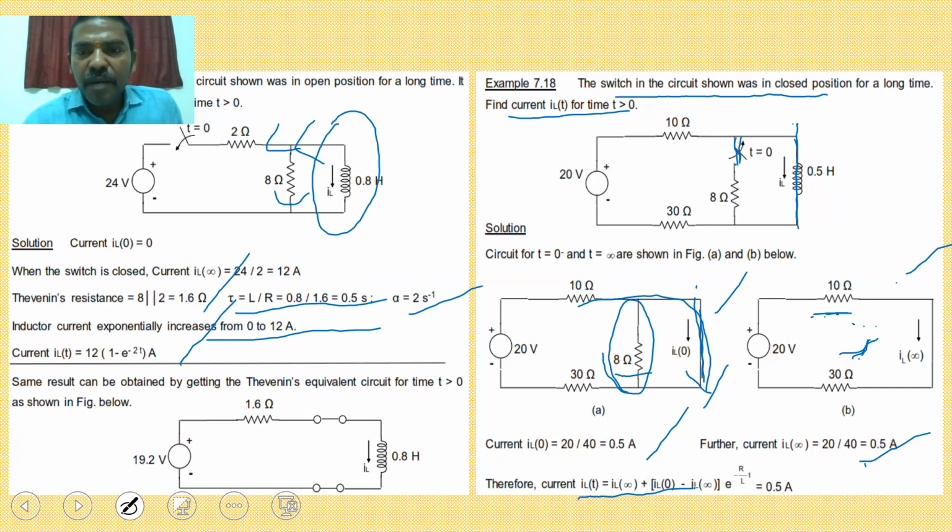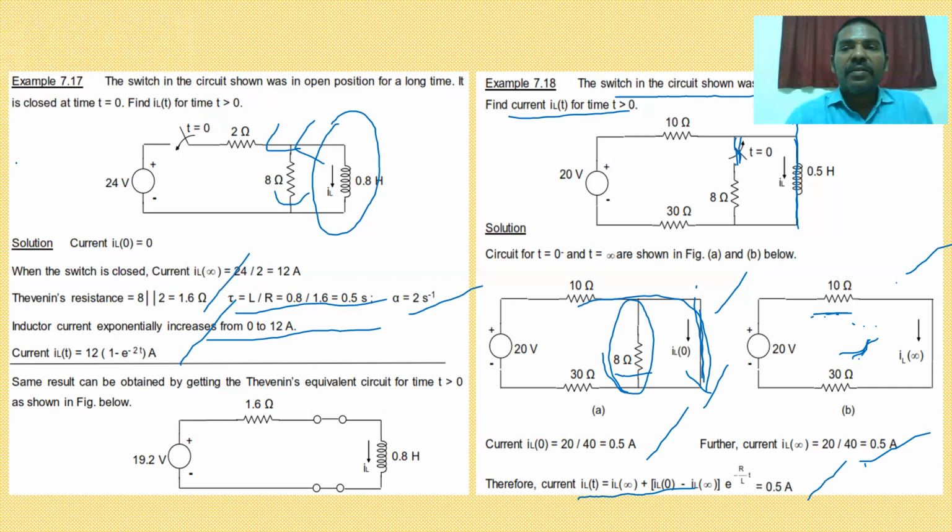What is that R by L value? So the R by L value you have to substitute. So the equivalent resistance, how much are you getting? 40. The equivalent resistance you are getting is 40. So 40 is the resistance value and the L value is 0.5 Henry. So by substituting you can get the value, 0.5 amperes. So like this you have to go for the calculation of inductive currents.